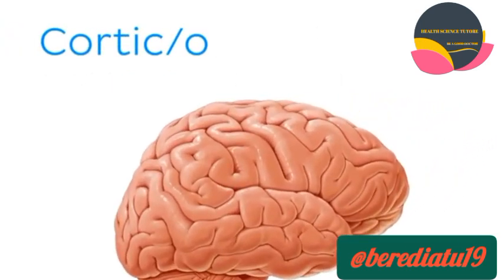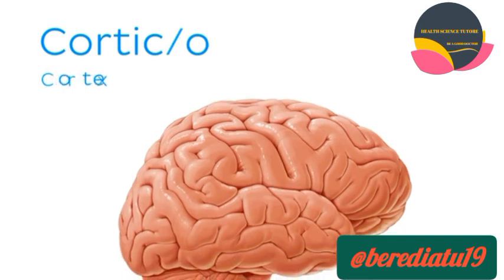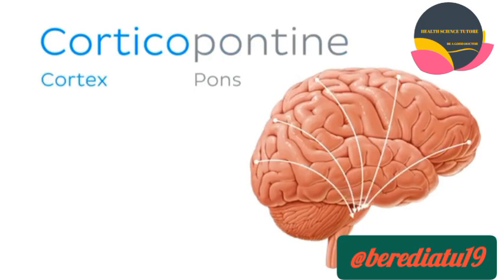Cortic or cortico with the O at the end more specifically refers to the cerebral cortex and is most often used to describe neurological pathways. For example, corticopontine running from the cerebral cortex to the pons.